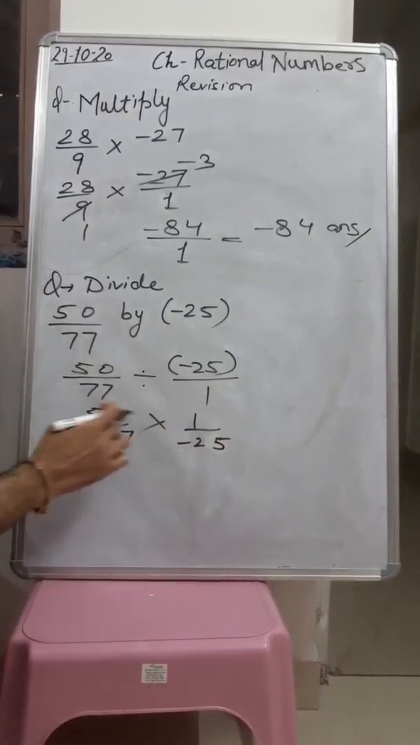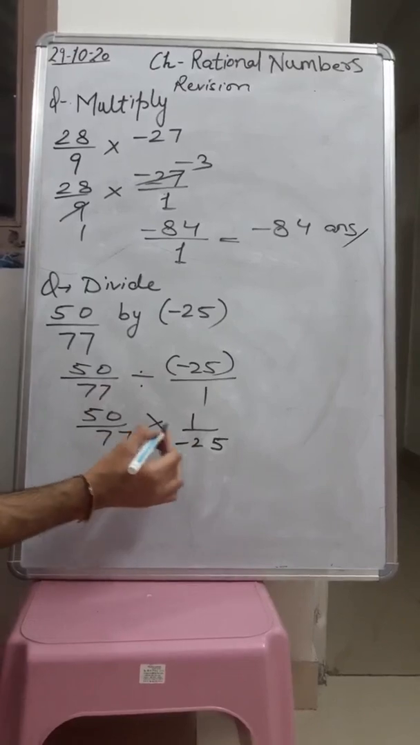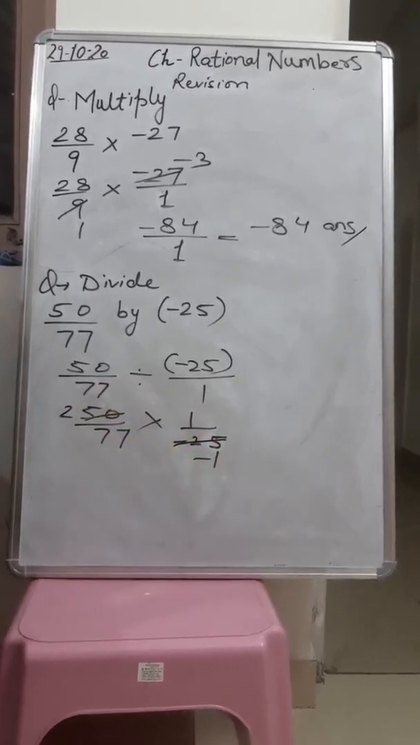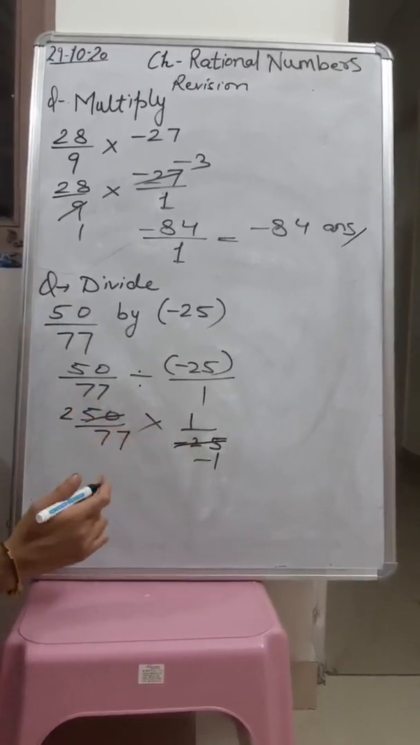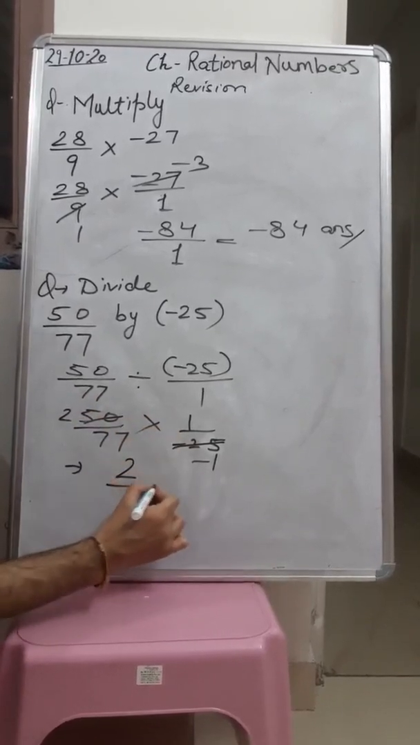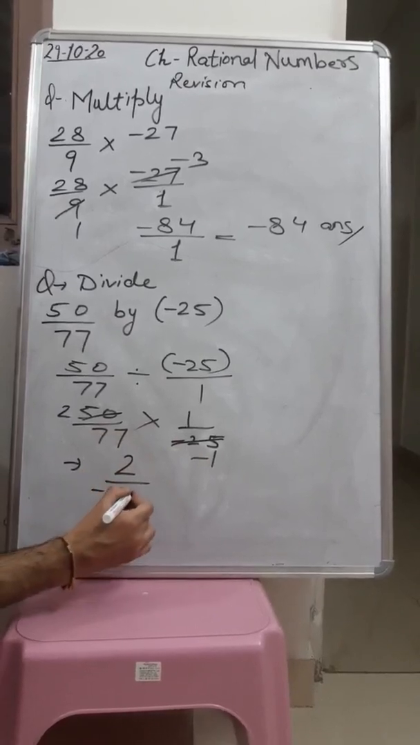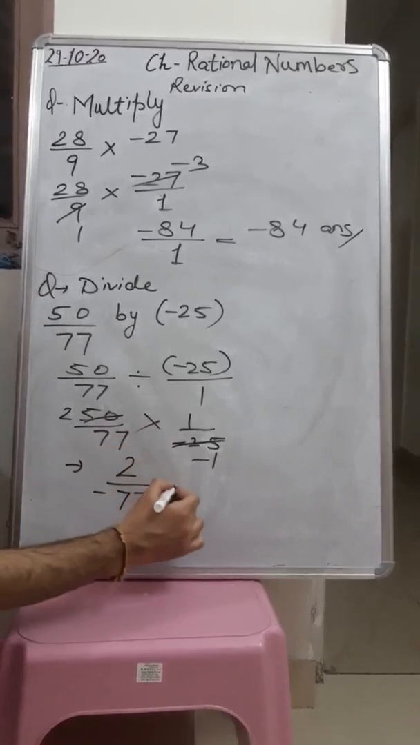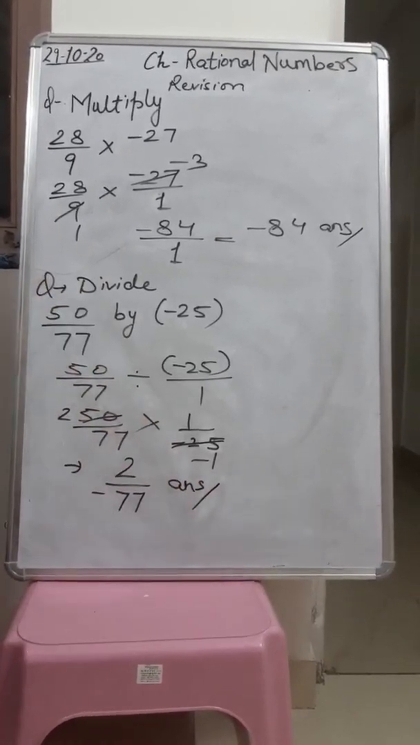So now, 77 and 1 we can't cancel, but 50 and 25 we can cancel. 25 twos are 50, 25 minus ones are minus 25. Now we have to multiply numerator with numerator, denominator with denominator. So the answer is 2 into 1 is 2. 77 multiplied by minus 1 gives you minus 77. So the answer will be 2 upon minus 77. So in this way we can divide the rational numbers.